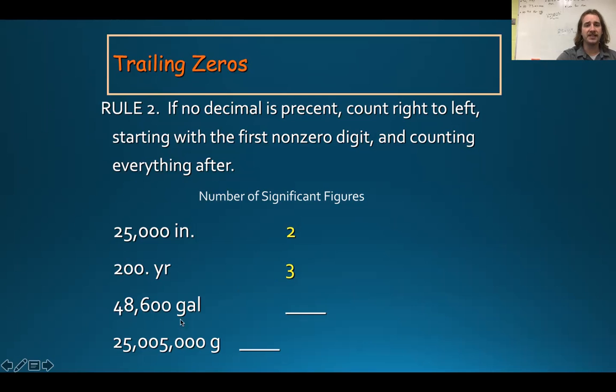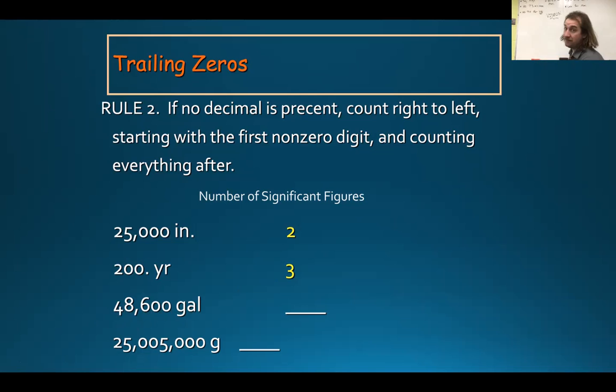Our third example here, we'd count right to left. That has 1, 2, 3 sig figs. Our last value, we'd count right to left again. We'd start with the 5, count everything after it as well. 1, 2, 3, 4, 5 significant figures for the last one here. So that's how we go about determining, when we just got a number, how precise that number is. How many sig figs does it have? We just go ahead and we count them.